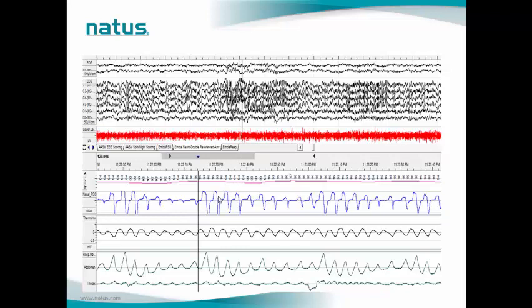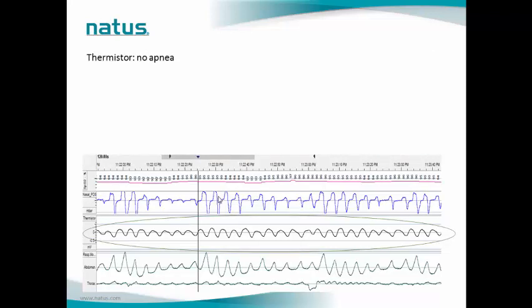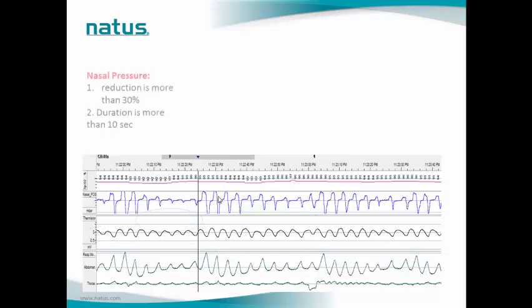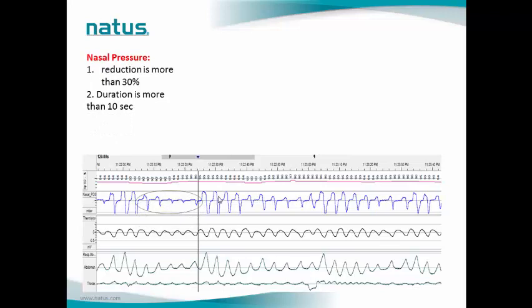Based on the recommended workflow, if you look at the thermistor, there is no evidence of an apnea. If you move to the nasal pressure signal, there is evidence of a hypopnea in terms of the percentage of reduction, which is more than 30%, as well as the duration, which is more than 10 seconds. This is the onset of the event, which is the beginning of the first breath that is reduced. And here is the beginning of the first breath that approximates the pre-event baseline amplitude.